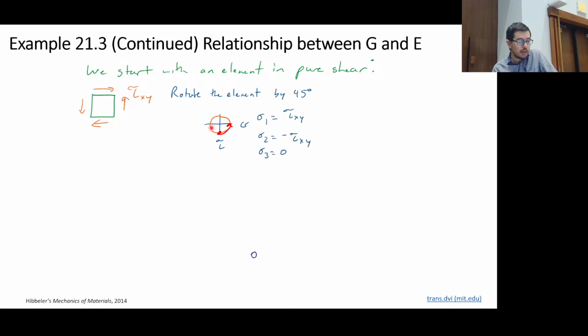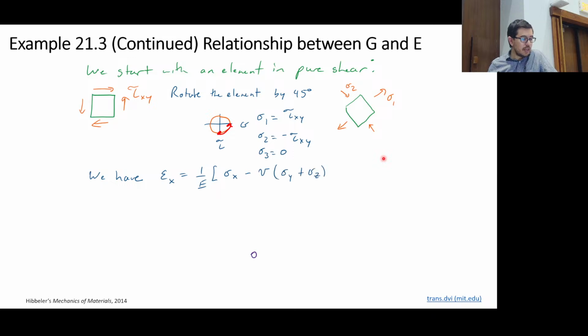And another way to write that is sigma 1, because that sigma x prime is now the sigma 1, and the sigma y prime is now the sigma 2. And as we said multiple times, sometimes sigma 3 is just equal to 0, even though it's not the smallest, right? It's not the minus tau xy here. So the state of stress looks like this. Positive in tension in the x prime direction, negative in compression in the y prime direction, and 0 shear stress.